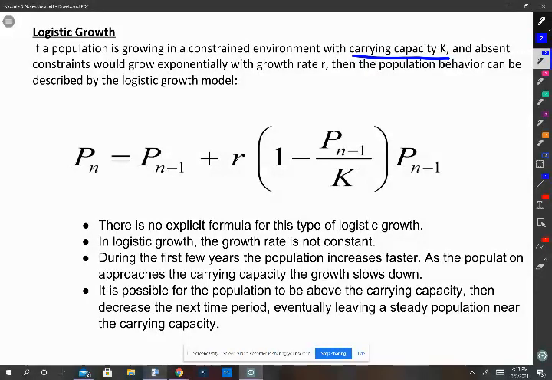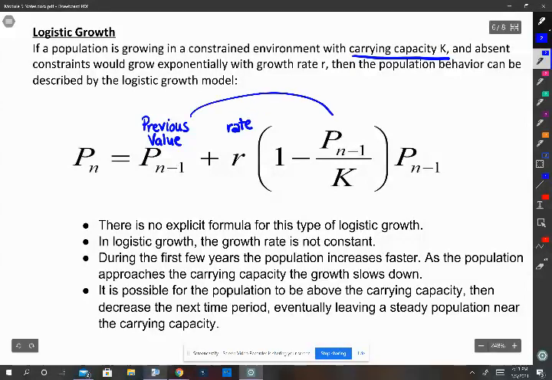So when we look at the logistic growth model, this is the equation, which is always given to you. There's not an explicit formula. It's only recursive. And P sub N minus 1 is still the same thing. So this is the previous value. This is our rate as a percentage. We don't need to add 1 or anything like that. This is still our previous value. K stands for our carrying capacity. And P sub N minus 1, again, is your previous value.